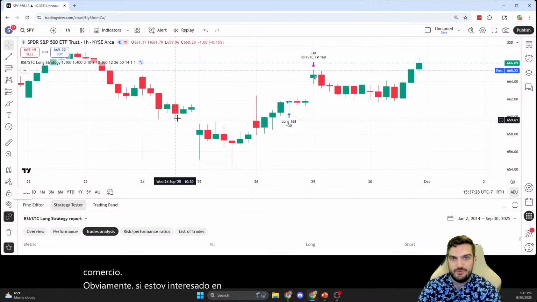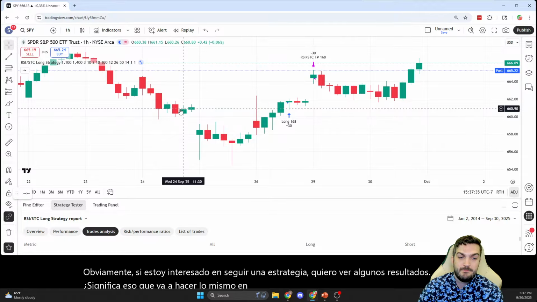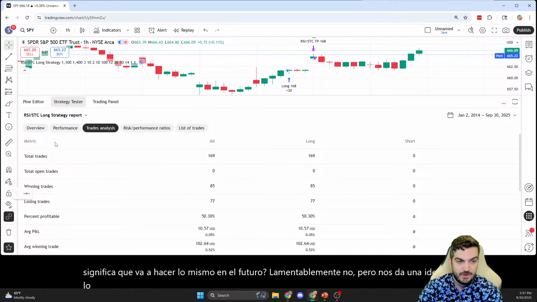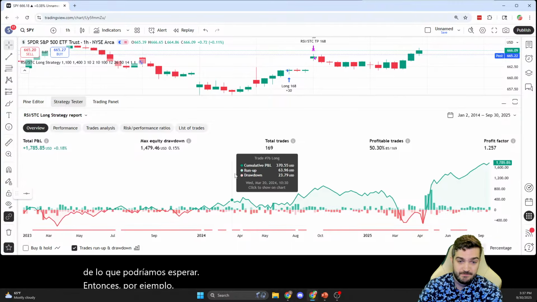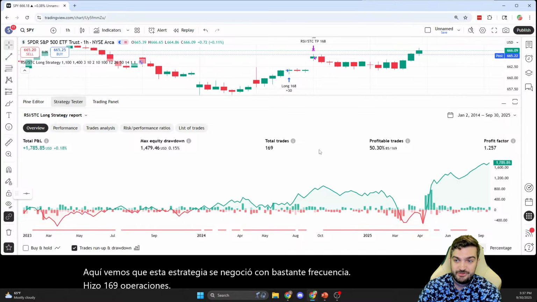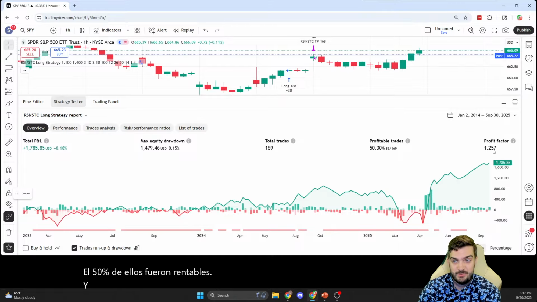Obviously, if I'm interested in following a strategy, I want to see some results. Does that mean it's going to do the same thing in the future? Unfortunately not, but it gives us an idea of what we could expect. So for example, here we see that this strategy traded fairly frequently. It did 169 trades, 50% of them were profitable, and for every $1 it risked, it gained $1.25.